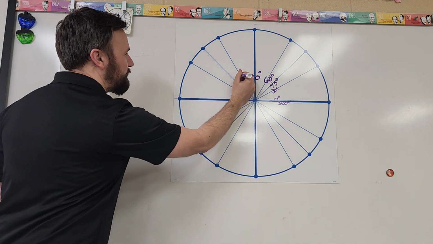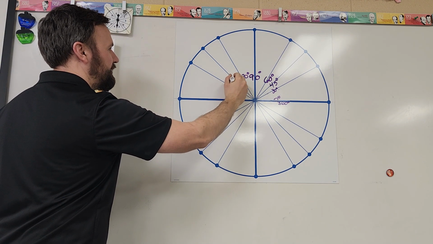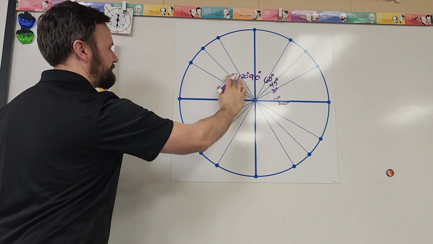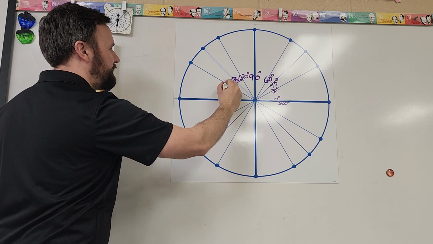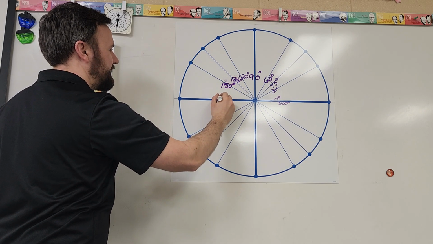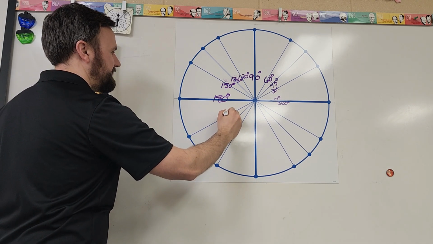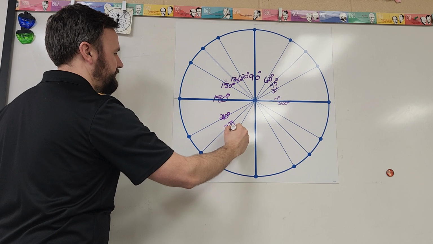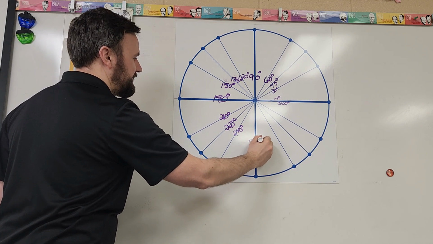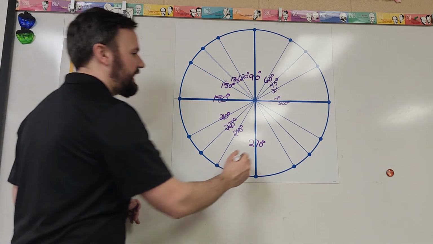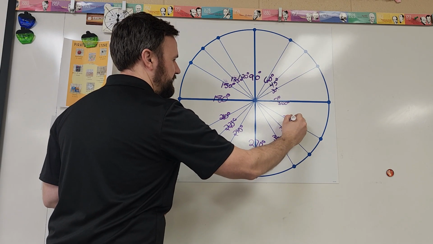So then I add 30, I get 120. Add 15, I get 135. Add 15, I get 150. We know this is 180, right? 210, 225, 240, 270. That makes sense, right? Add 30 more, 300, 315, 330.